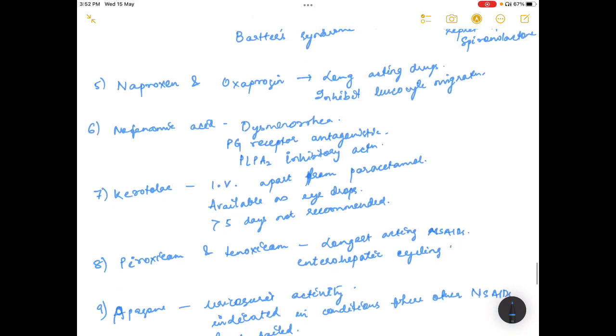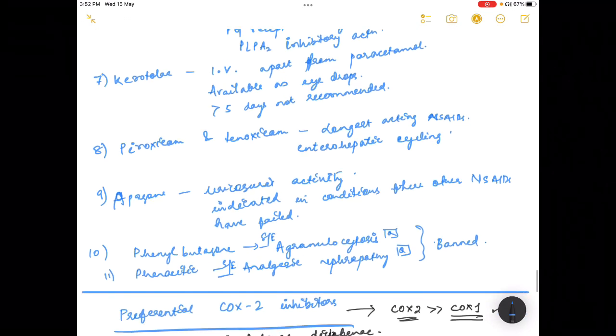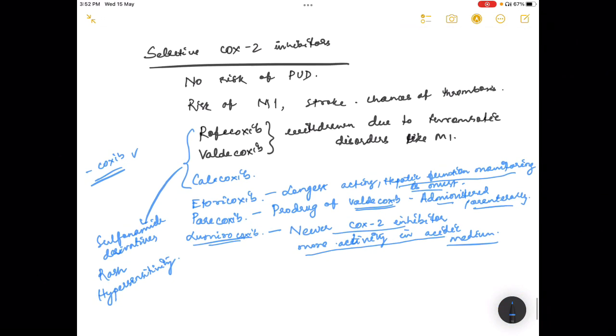We discussed one-liners about the non-selective COX inhibitors. Then preferential COX-2 inhibitors. These are the drugs which inhibit COX-2 more than COX-1, or they preferentially inhibit COX-2. What are the drugs you can remember? AMEEN: aceclofenac, diclofenac group of drugs, meloxicam, then etodolac and nabumetone. Out of all this, the MCQ which can be asked is that all NSAIDs are acidic in nature except one drug, that is nabumetone.